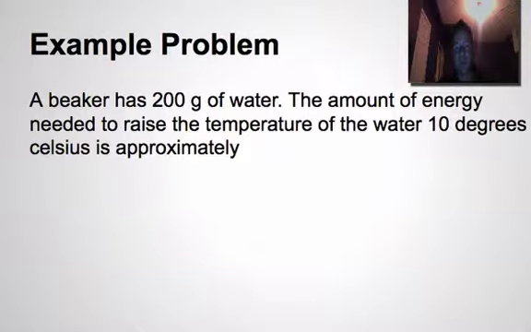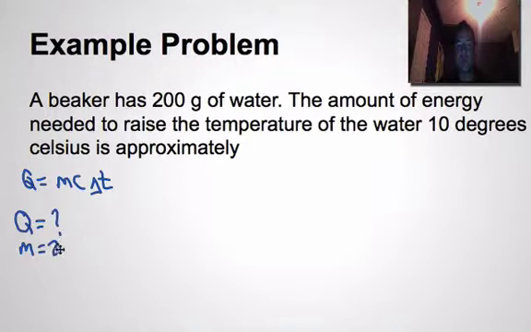The first thing I need to do is write my formula. So down here I'm going to write Q equals mass times specific heat capacity times delta, or change in temperature. Now I'm going to list what I know. So Q, do I know it? No. My mass in grams is going to be 200 grams.